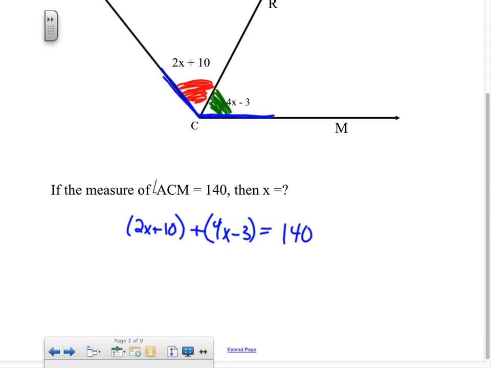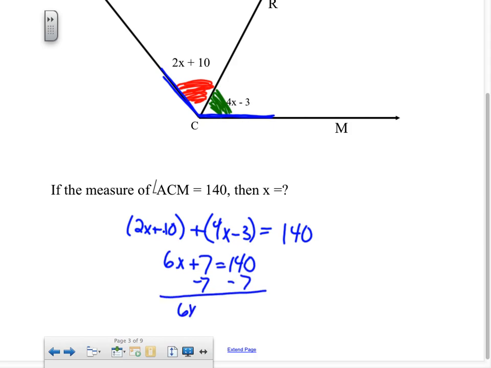You have to look at the situation, analyze it, decide which equation is going to best describe what's going on, and then set up your equation. Then we actually have to solve it, combining like terms. 2x plus 4x is 6x. 10 minus 3 is plus 7. It's 140. We subtract the 7 from both sides.